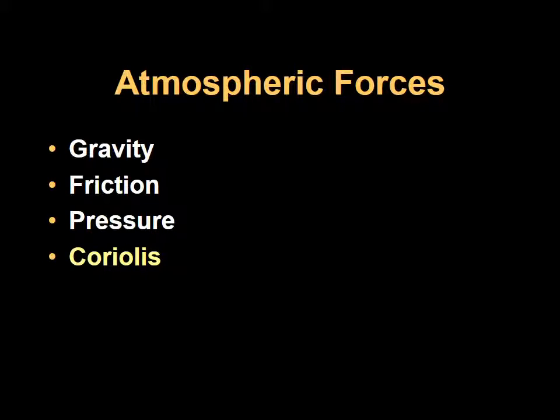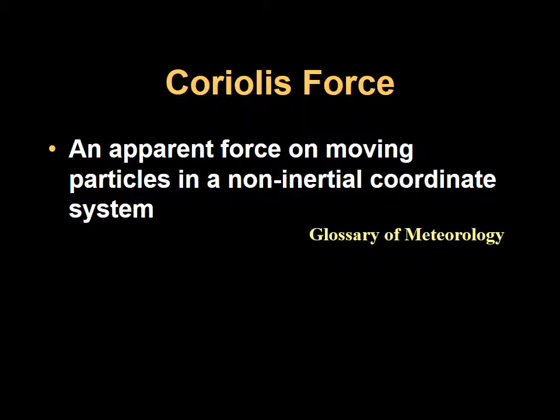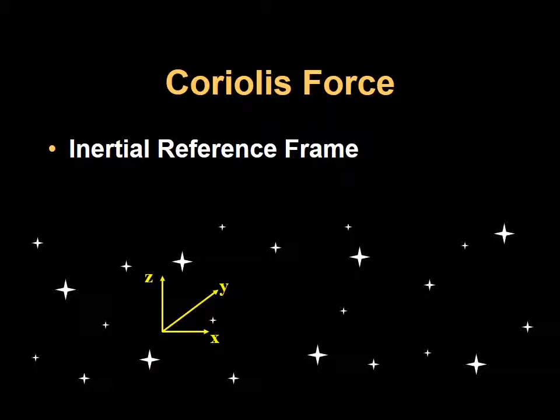So the next force we're going to talk about is Coriolis Force. And Coriolis Force is an apparent force. It's a result of motion in a non-inertial coordinate system. So what does that mean? What's an inertial reference system?